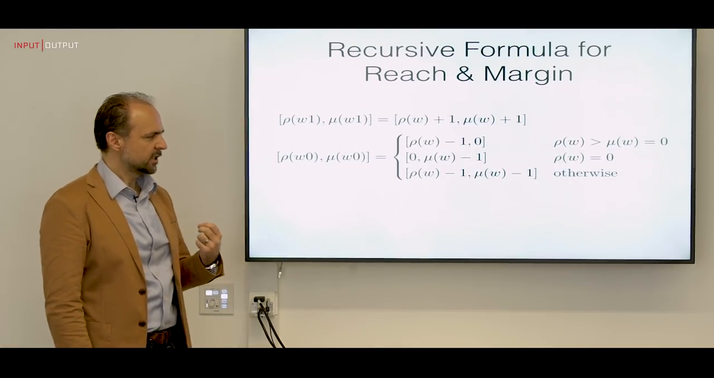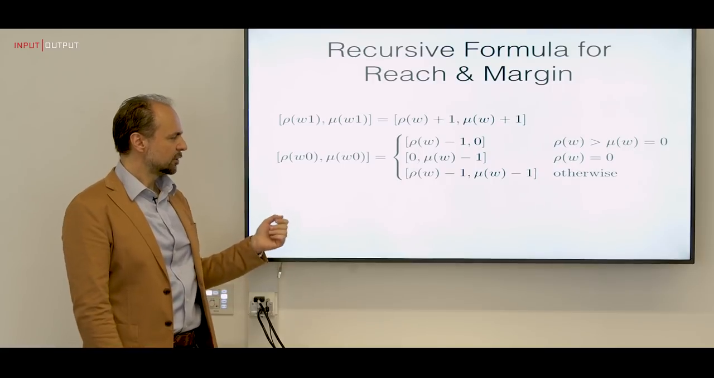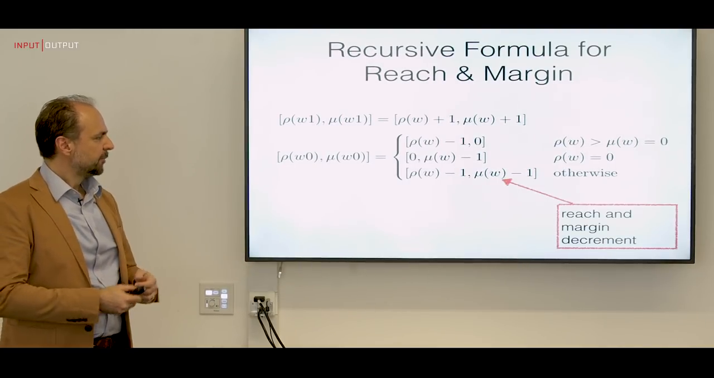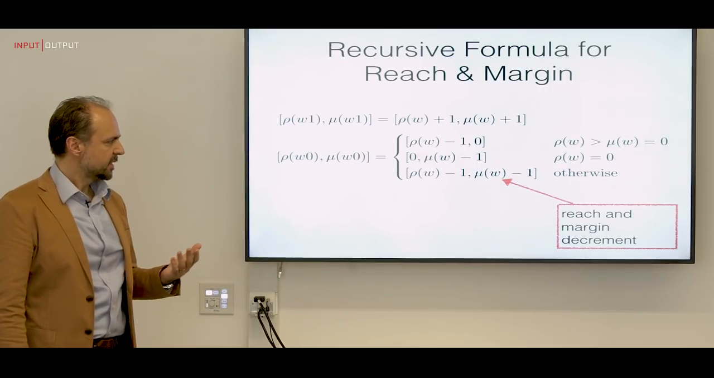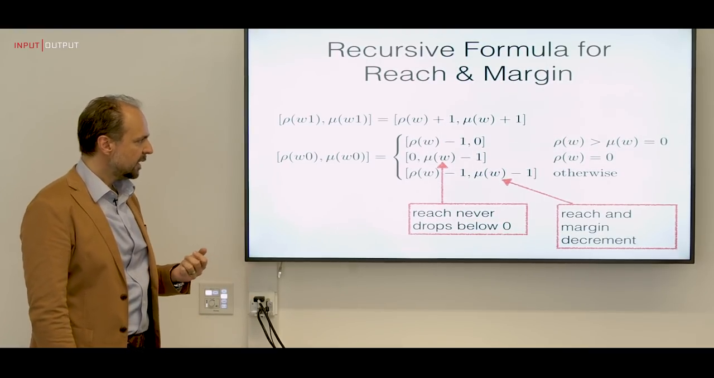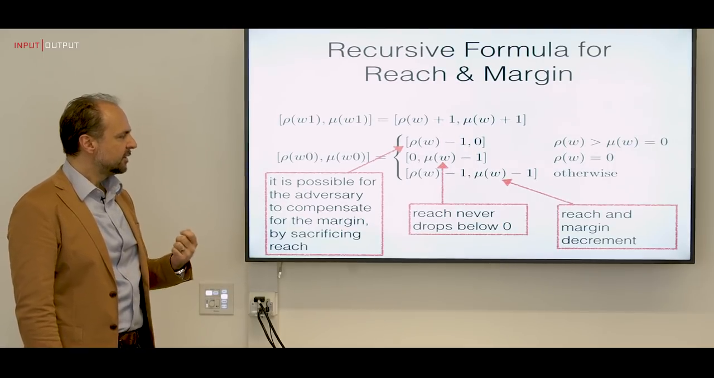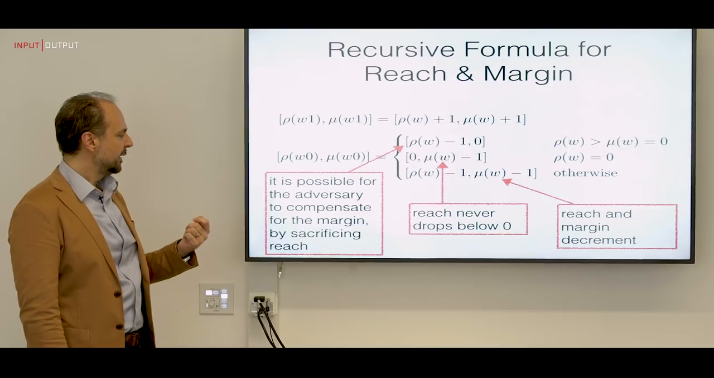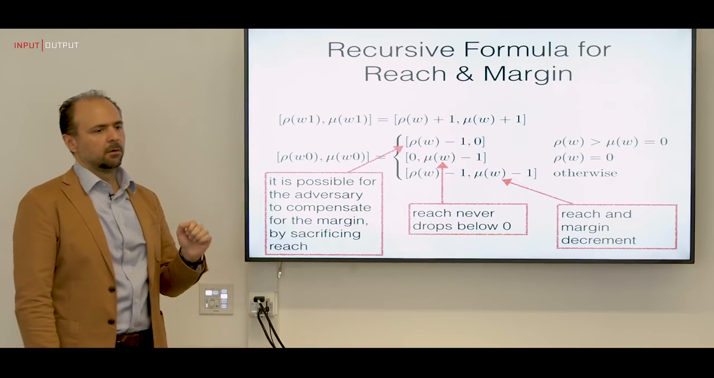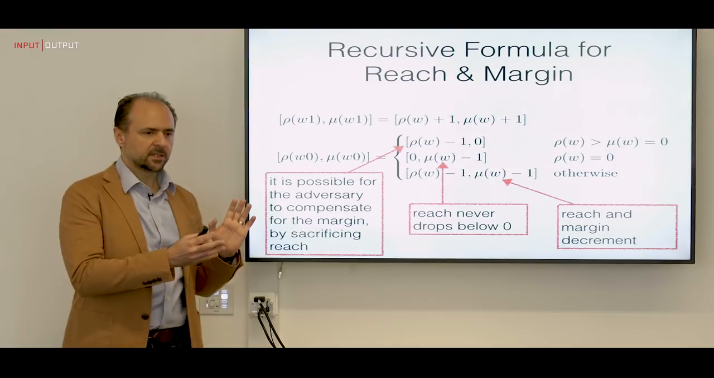On the other hand, when the adversary loses a slot, things are more nuanced. The one-dimensional behavior would suggest that we just go minus one. So what you see in the third branch here of this equation. But that's not what happens. In fact, reach and margin decrement only in one of the possible cases. First of all, reach will never drop below zero, and that's by definition. But very interestingly from the adversarial point of view, the adversary can prevent the margin from going negative by sacrificing reach. So essentially the adversary can make margin stick to zero by using the quota, if you want, that he has accumulated in terms of reach. This completely describes the random walk.